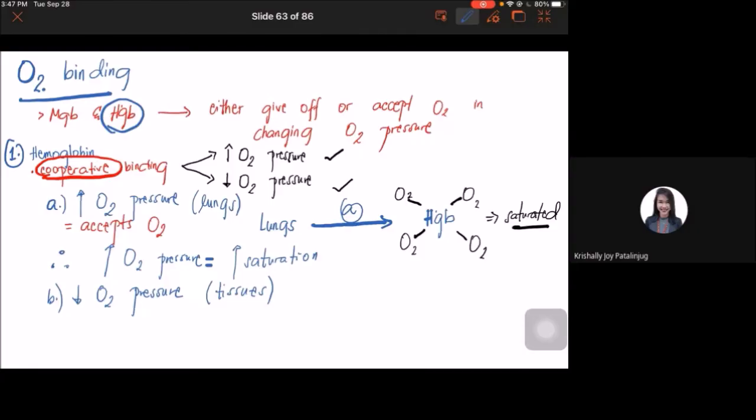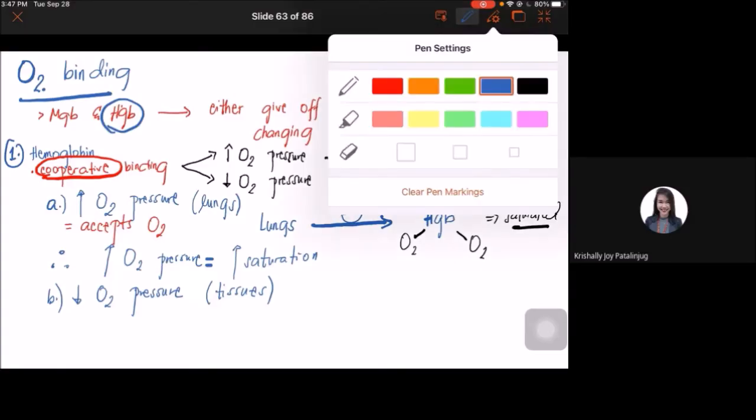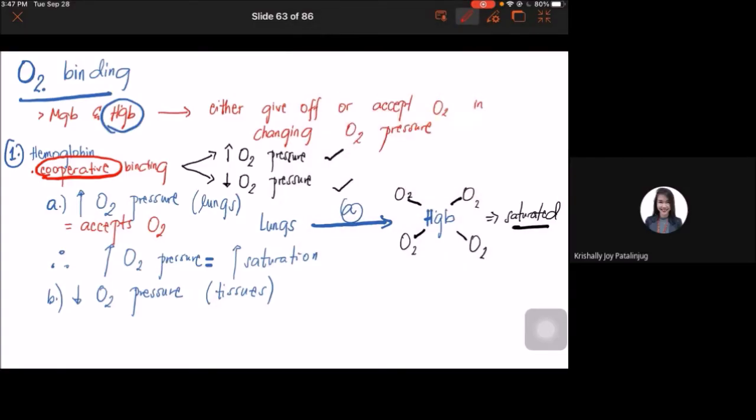Ngayon, the question, what will be the behavior ng hemoglobin kapag dumating siya sa tissues na lesser yung oxygen pressure? Okay? So this time, since lower oxygen pressure, 'di ba, cooperative binding ulit si hemoglobin, marunong siyang makisama. So si tissues naghahanap siya, nagre-require siya ng oxygen. So yung gagawin ng hemoglobin, it will give off, it will donate oxygen na meron siya. Donates oxygen or gives off oxygen.